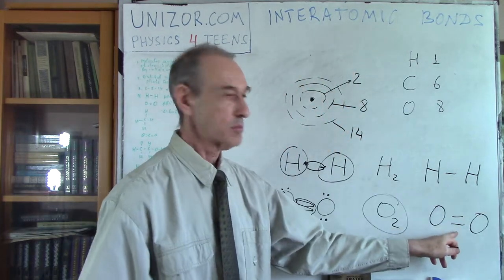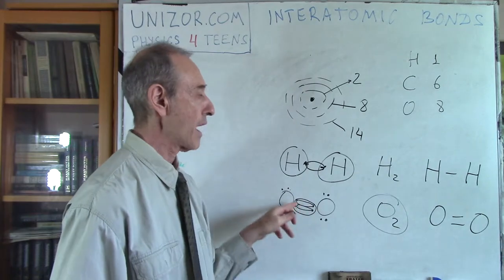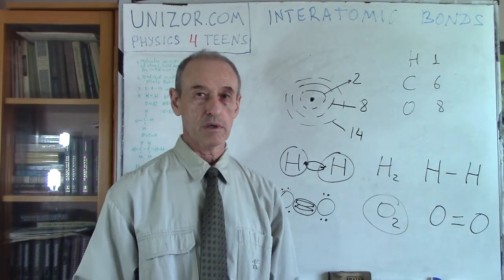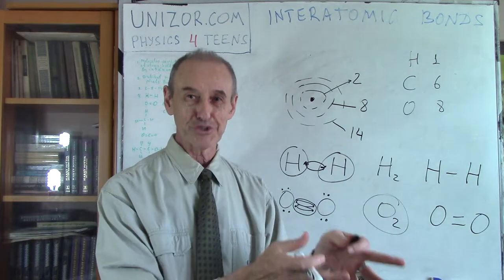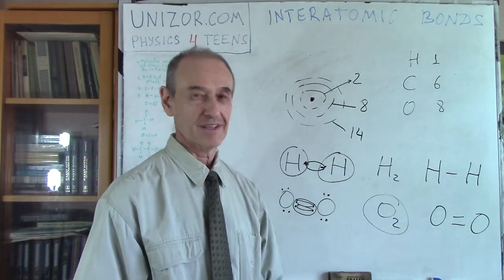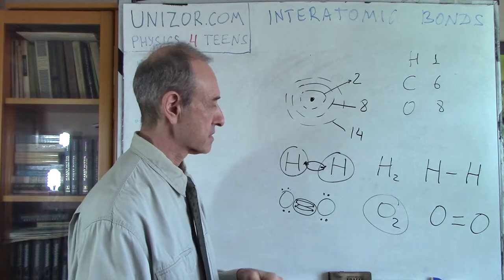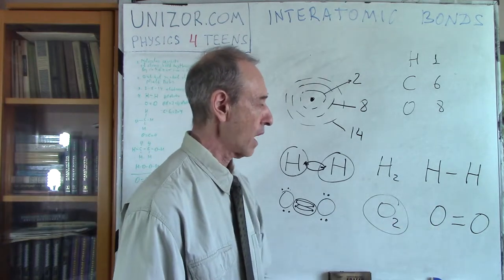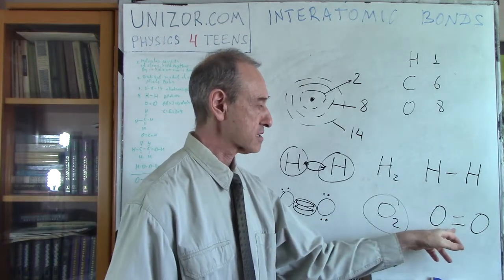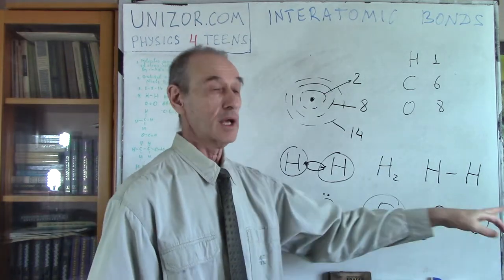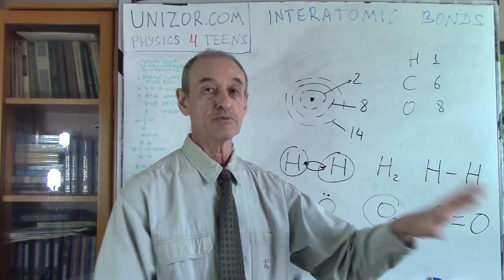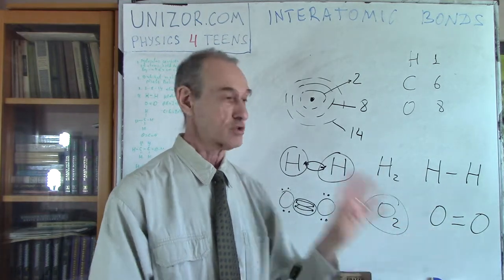The number of these bars indicates the number of pairs of electrons they are sharing. Well, this seems to be a stronger connection, right? Because there are 2 links, and this is 1 link. Now, does it mean that oxygen always has to have a double link with something else? Not necessarily, because it can connect to other things in a different configuration, and we will go into this.